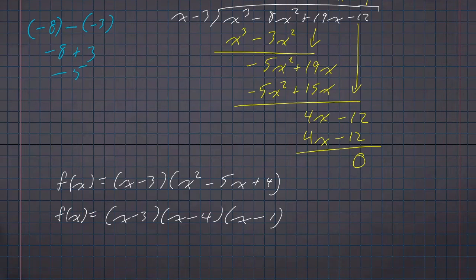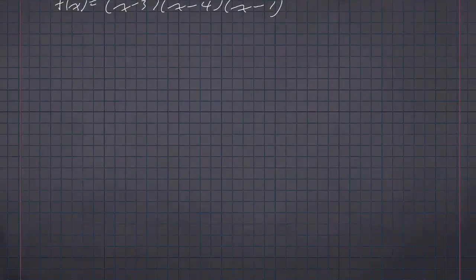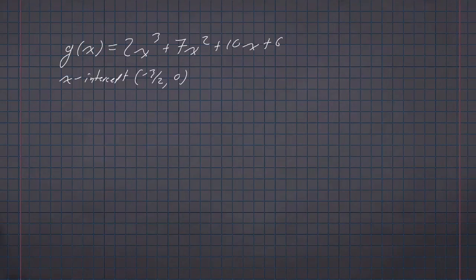Let's take a look at one more function like this. Let's try g of x, 2x cubed plus 7x squared plus 10x plus 6. And we've learned somehow that this particular function has an x-intercept at negative 3/2, 0.